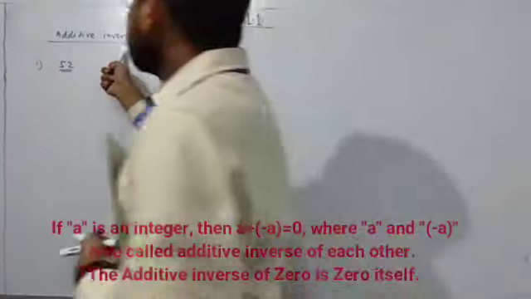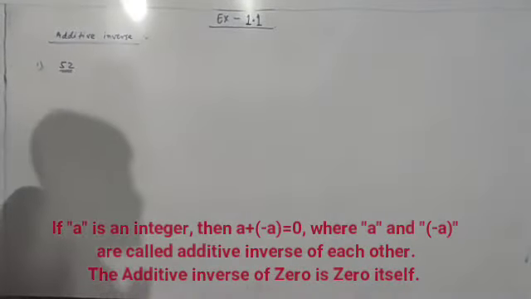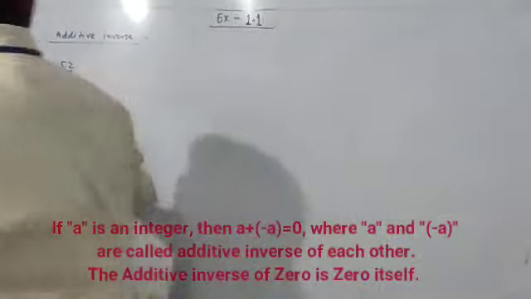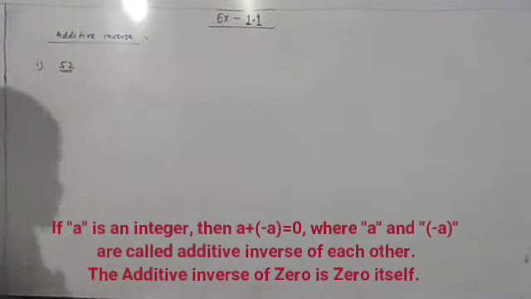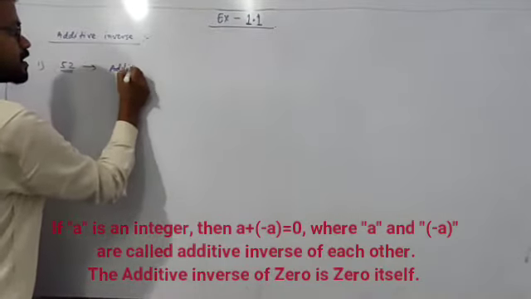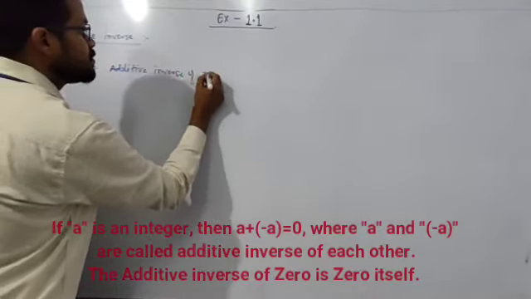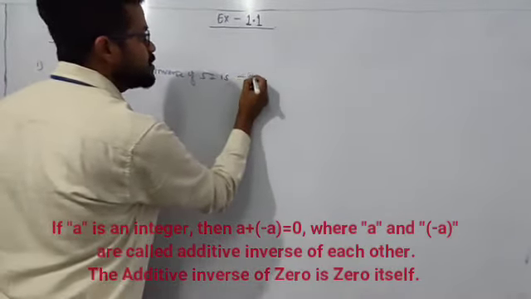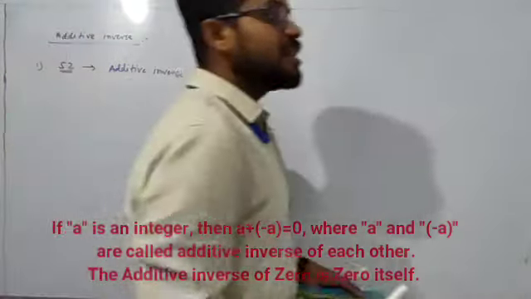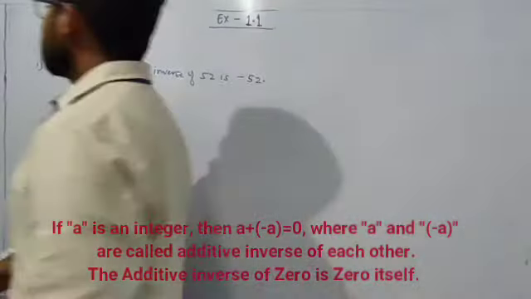What is an inverse? In the previous class I said that the inverse is just the opposite of the number given in the question. Here we have 52, and the sign of 52 is plus. So the additive inverse of 52 is minus 52. Just change the sign of the given number, and that value is your additive inverse.